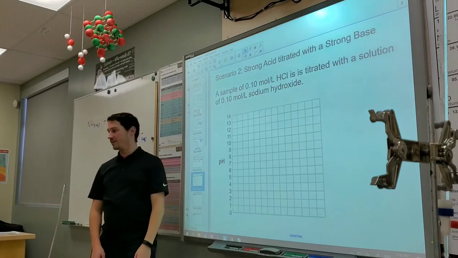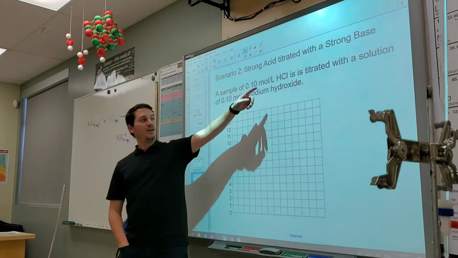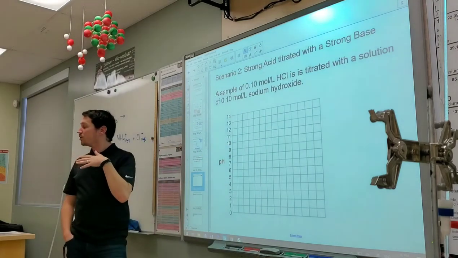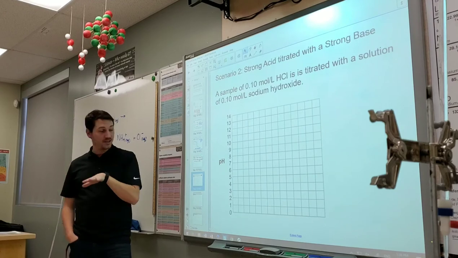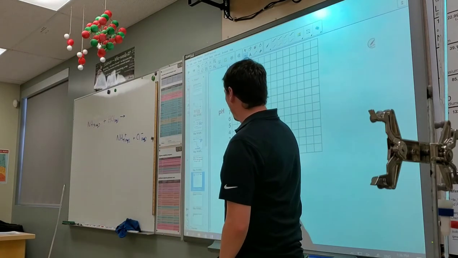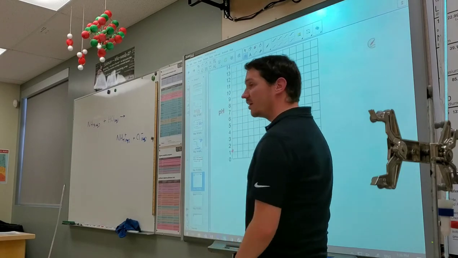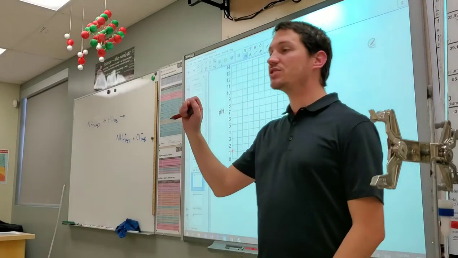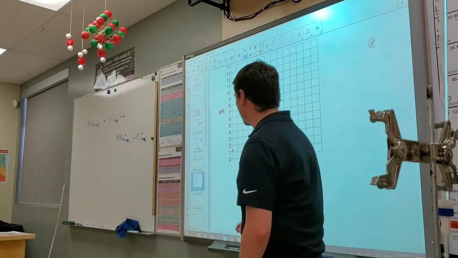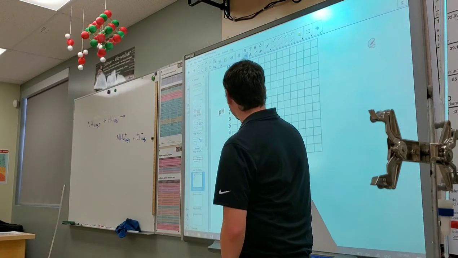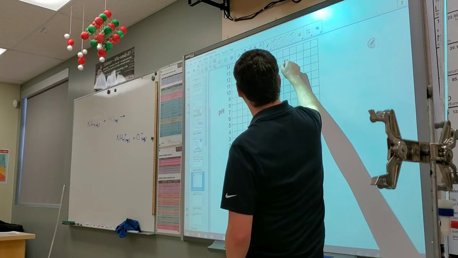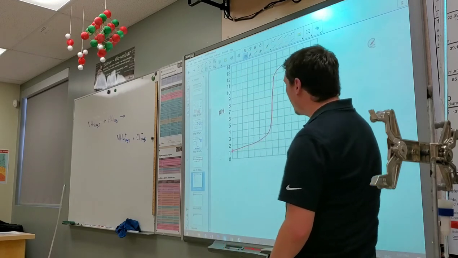What are we adding together? Yeah, the same, but HCl and sodium hydroxide. Except this time, we're starting with an acid, right? So we're starting with an acid. We're starting down here. And what's going to happen to the pH as you slowly add a base? It's going to increase, and then at some point it's going to take a sharp increase, and then it's going to level off.